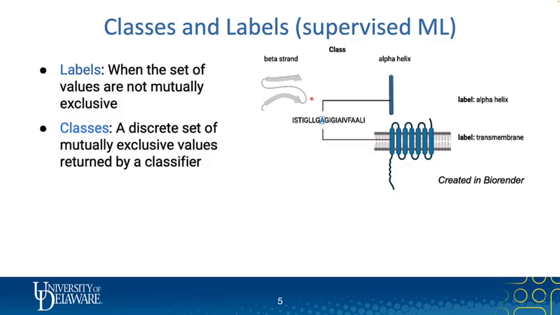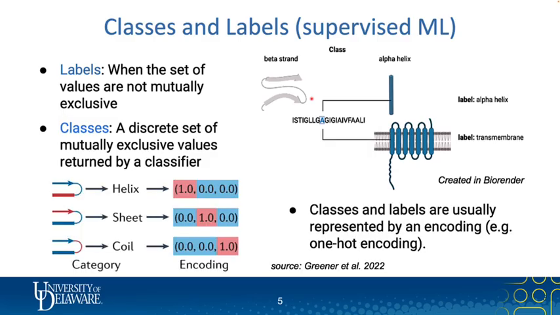If you remember, the machine learning algorithms understand numbers, so we need in some way to convert the classes and labels into some kind of numeric representation. And encoding is the method that is usually used to represent the categorical data as numbers. In this case, each secondary structure class is represented by a unique vector where you assign 1 for the particular structure and 0 for the others.